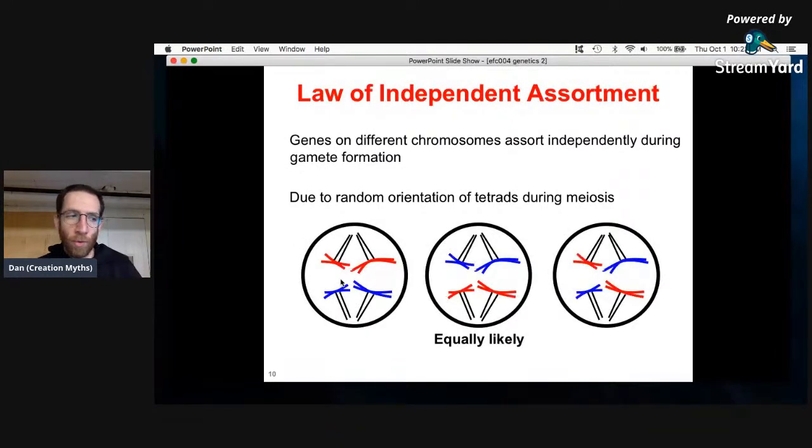So let me illustrate this very briefly here. Here you have a state where mom's chromosomes are going up, dad's chromosomes are going down. You also have the opposite.